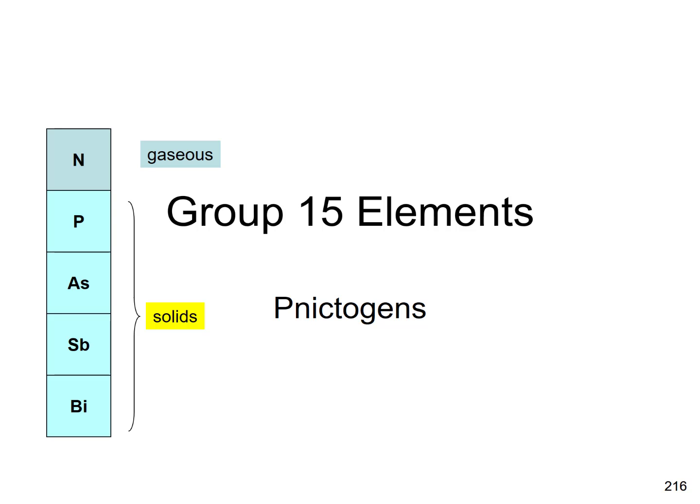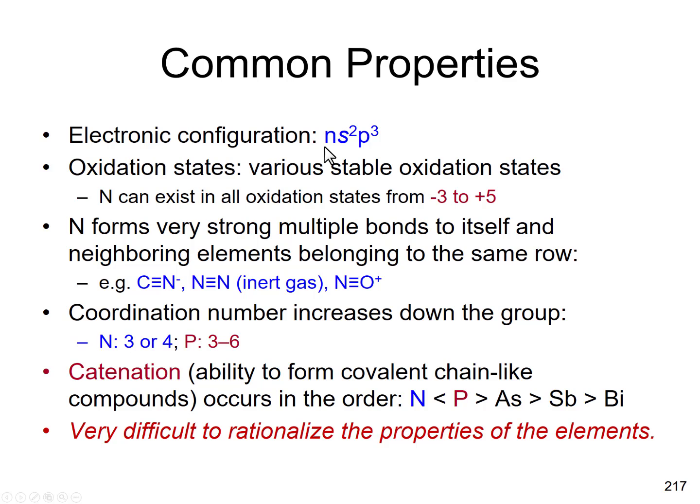The elements in this group are also referred to as pnictogens, and they include nitrogen, phosphorus, arsenic, antimony and bismuth. With the exception of nitrogen, which appears as a gas, all the others are solids. Their common electronic configuration is ns2np3, and so you can either add electrons or remove electrons to easily achieve a noble gas configuration. As such, there are many oxidation states available for these elements.